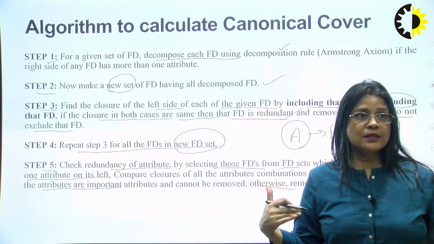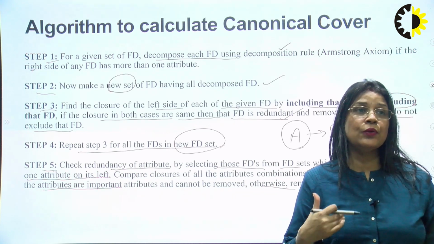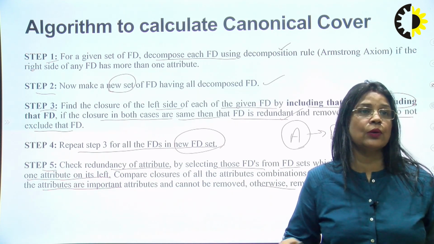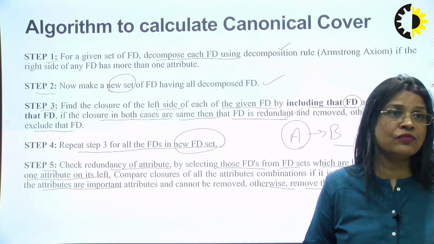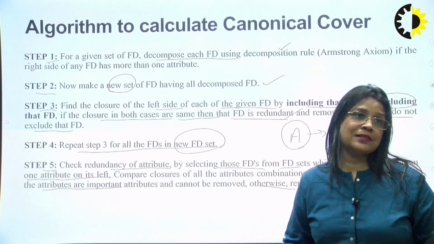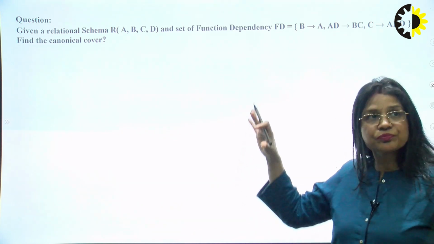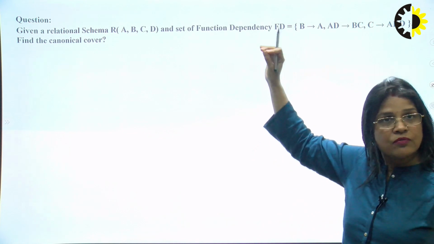If you follow these steps, you will not go wrong in calculating the canonical cover. This calculation is very difficult for students if they do not follow these steps. Now we need to understand these steps with one example.